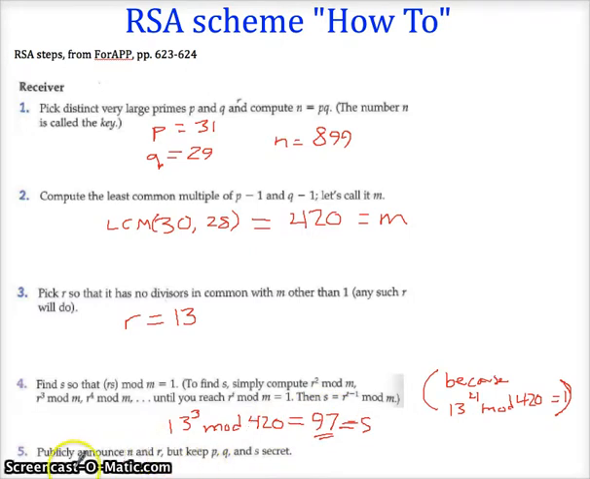Okay, publicly announced, this is also good stuff. Publicly announced N and R. So I'm going to tell the world that my key involves an 899 and it involves a 13. But keep P, Q and S a secret. That has to do with being able to, first of all, know how to factor this and this other stuff, which is going to come back later.